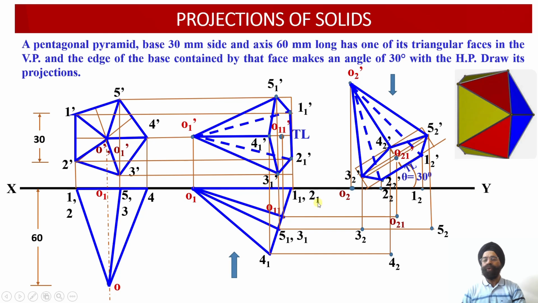Now what we have to do? We have to join 1, 2, 2, 2, 3, 2, 4, 2, 5, 2 and 1, 2. And also we are required to join 02, 1, 2, 02, 2, 2, 02, 3, 2, 02, 4, 2 and 02, 5, 2. But which one of these edges we have to draw using object line and which one of these edges we have to join using the hidden line, that we have to understand.